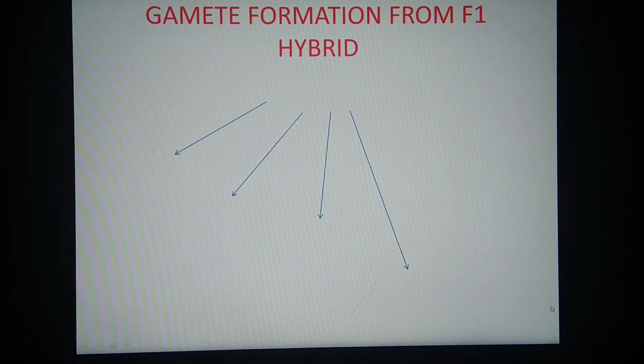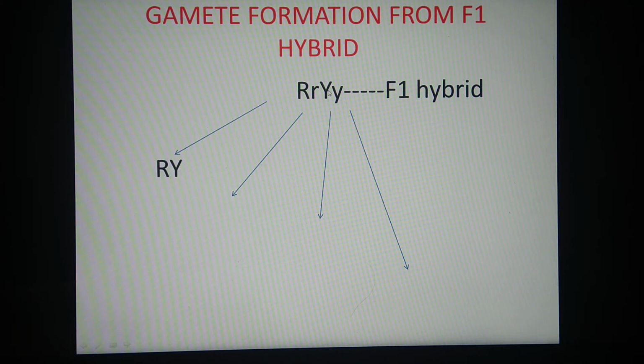Now see, for gamete formation from the F1 hybrid, this capital R, capital Y, small y, it is an F1 hybrid. Now we have to form the gametes. So what will happen? This capital R will combine with this capital Y. So the first type of gamete formed is capital R with capital Y. The second type of gamete formed is this small r combining with this capital Y.